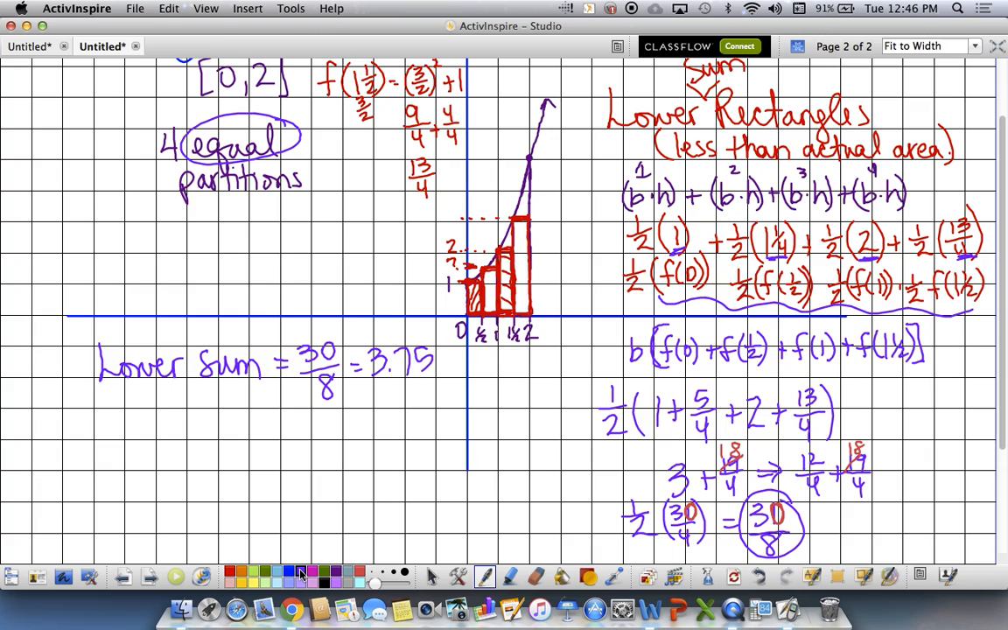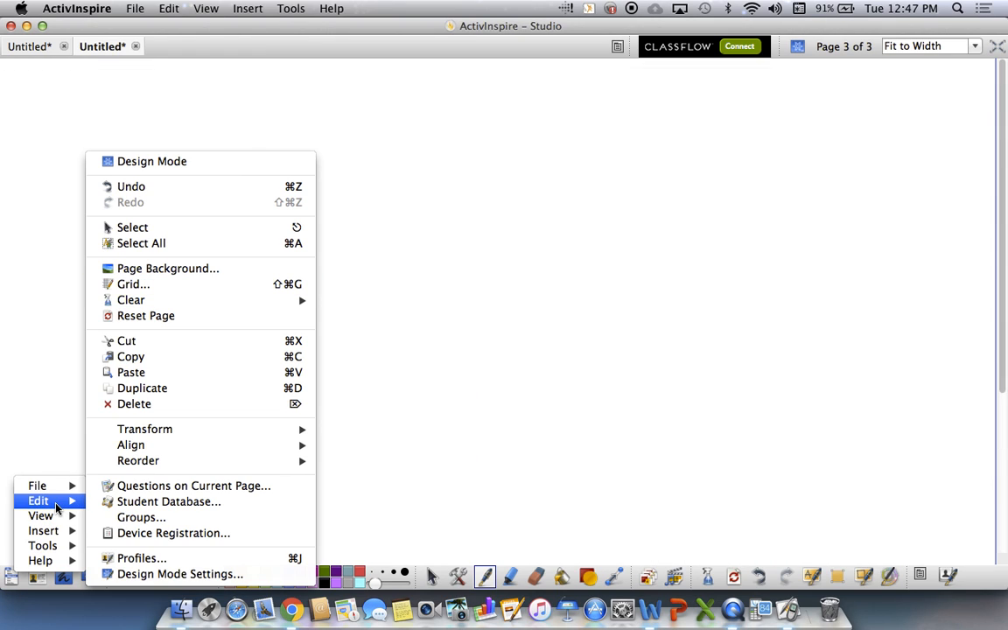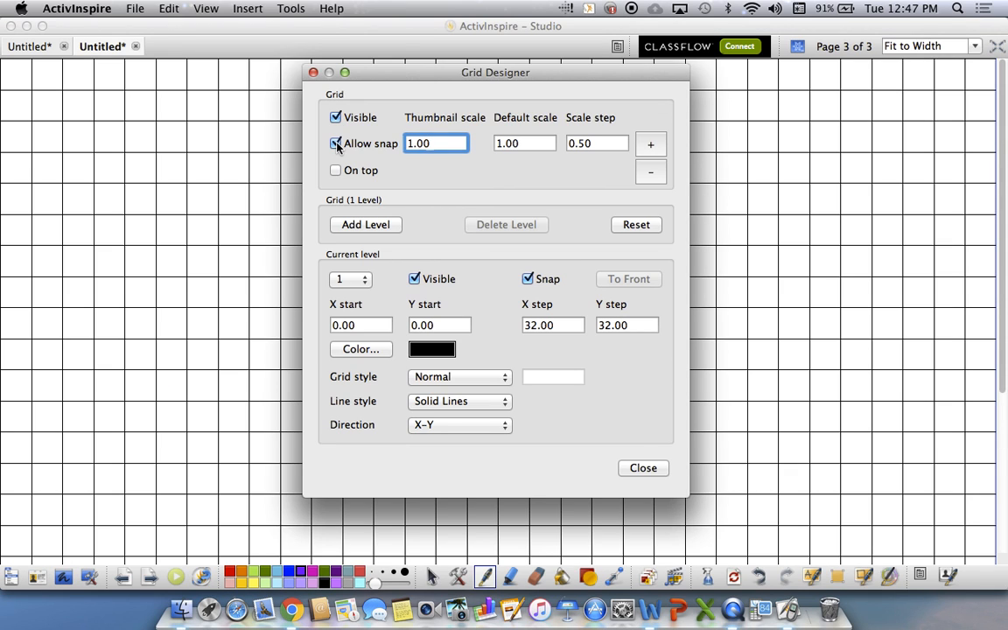I'm going to go to the next page and do an upper sum. Okay? Lower sum, the rectangles are below the shape. Guess what's going to happen in the upper sum? Yep, you're right. They're going to be above it. I'm going to make my grid be bigger. I wonder if I can do that.